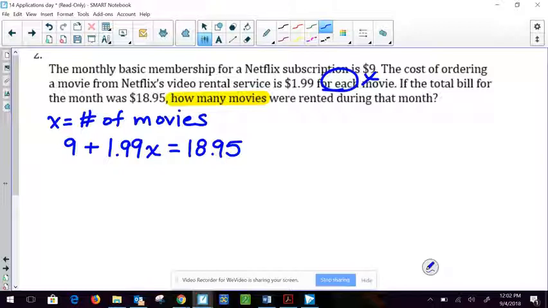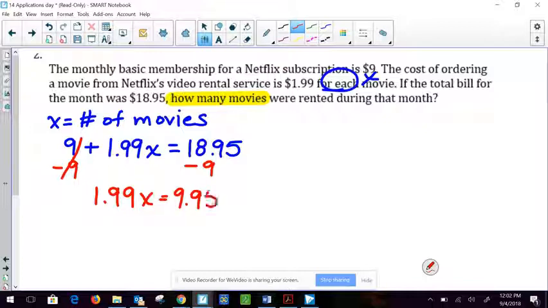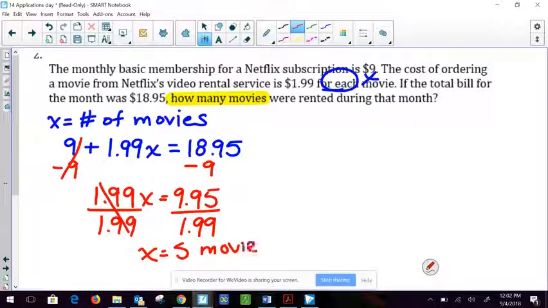Going through our steps again, what is my next step going to be to solving this? Think about it. You're on fire right now. Minus 9 to both sides. So we have 1.99x is equal to, if you subtract 9, you guys are ahead of me, you get $9.95. Final step, divide both by $1.99, and we find out that the number of movies rented was 5. So 5 movies. Did you label your answer?